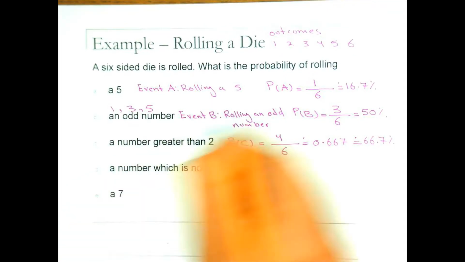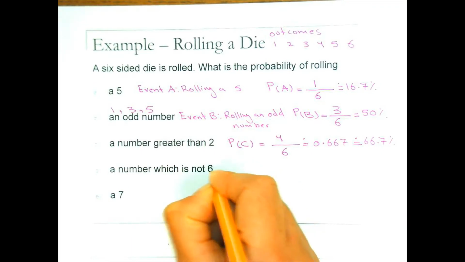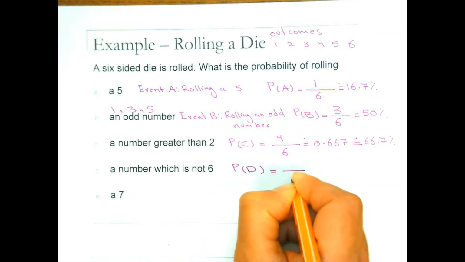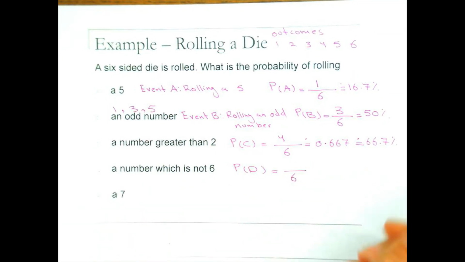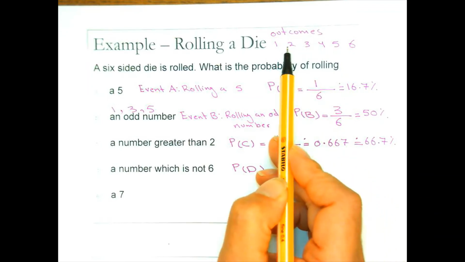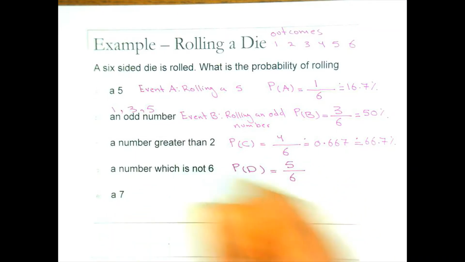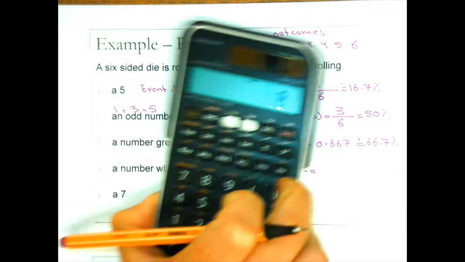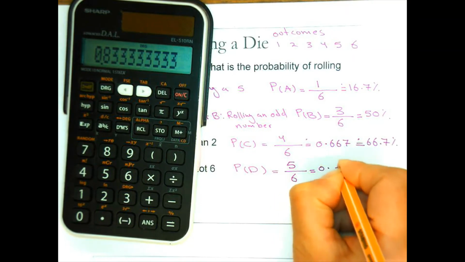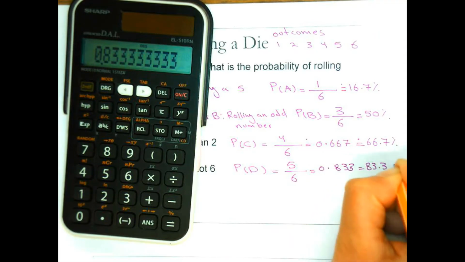Now, what is the probability of a number which is not 6? So we will call this event D. Again, we have 6 possible cases. How many of them are not 6? 1, 2, 3, 4, 5. So 5 of the outcomes are not 6. So 5 out of 6 is 0.833, which is 83.3%.